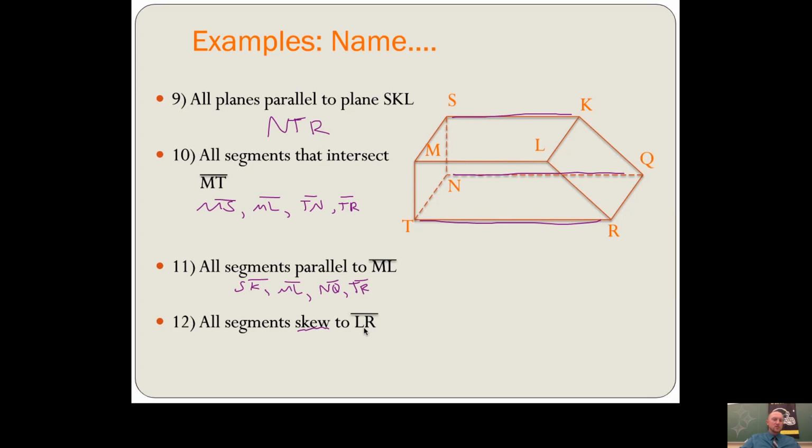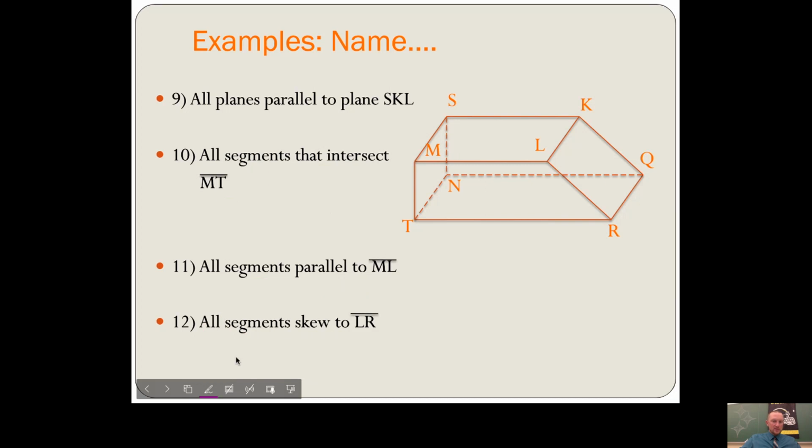Next one, all segments that are skew to a certain segment. We'll use that same strategy again. We'll kind of work backwards. Here's segment LR. Obviously, the ones that touch it are not skewed to it. So these are not your answers. Also, the ones that are parallel to it are not your answer. That one's parallel to it. That one's parallel to it. That one's already marked off. It's parallel to it as well.